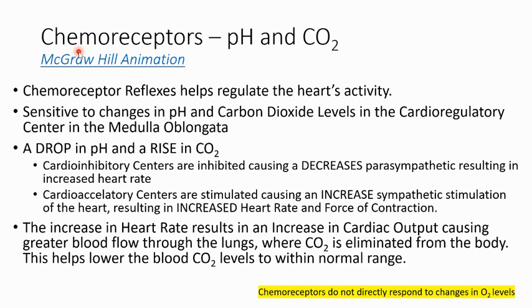Chemoreceptors, again, are really picking up pH and carbon dioxide levels. It helps regulate the heart activity. It is sensitive to changes in pH and carbon dioxide in the cardioregulatory center of the medulla oblongata. So, information about pH and carbon dioxide is going to where? Guess what? The cardioregulatory center of the medulla oblongata. It's still going to the same place.